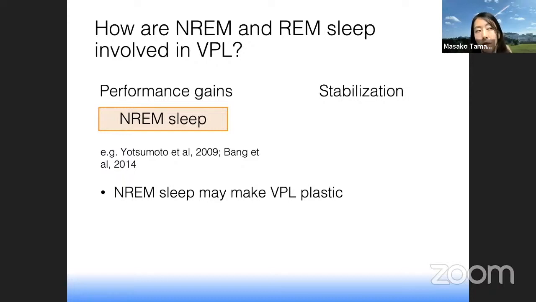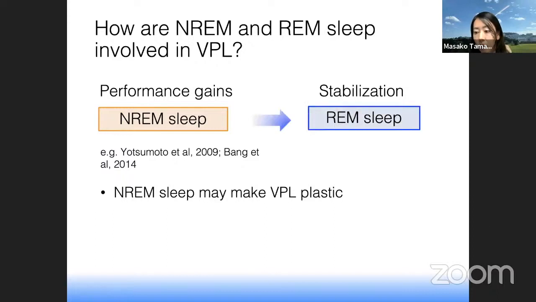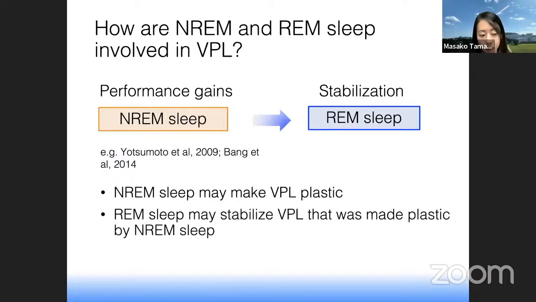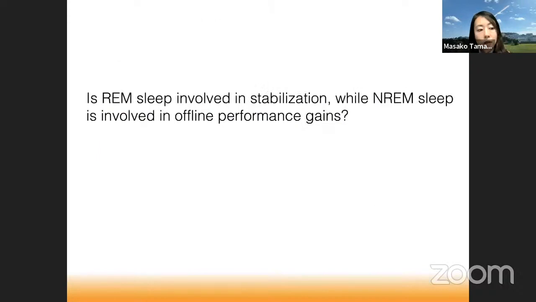Then we came up with a very simple hypothesis. Since REM sleep usually follows non-REM sleep, REM sleep may play a role in stabilizing a learning state which becomes highly plastic during non-REM sleep. And this is a very simple hypothesis, but we decided to test this. So we first ask this question: is REM sleep involved in stabilization while non-REM sleep is involved in offline performance gains?